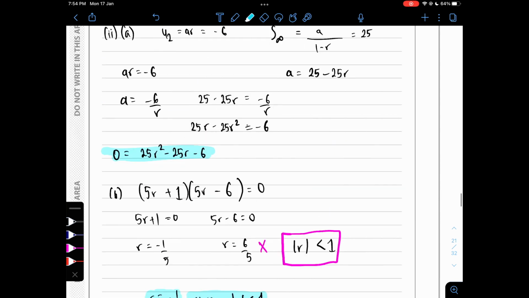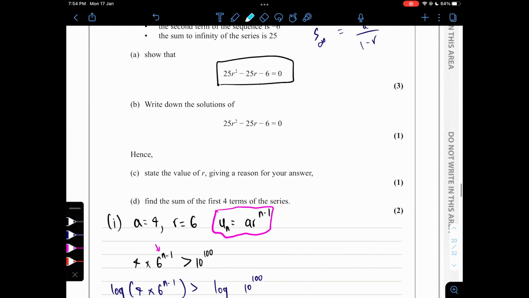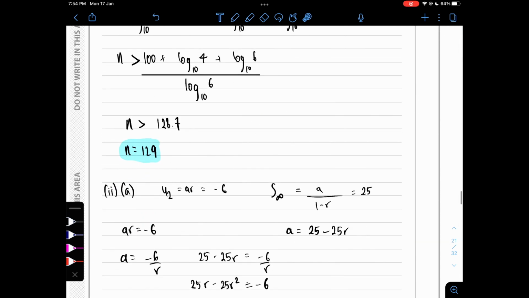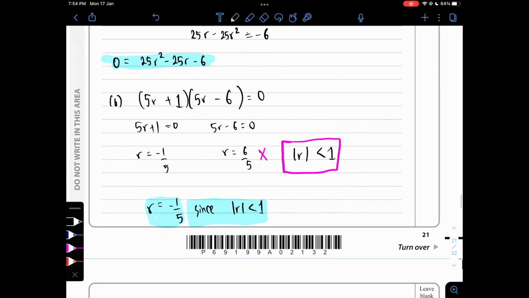Okay, so part C. Oh, we just did it. State the value of r, giving a reason for your answer. We just did that, so that's our C. So we did that as well. Okay, so the values they want are minus 1 over 5 and 6 over 5.